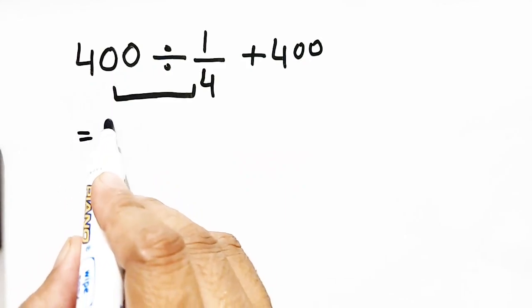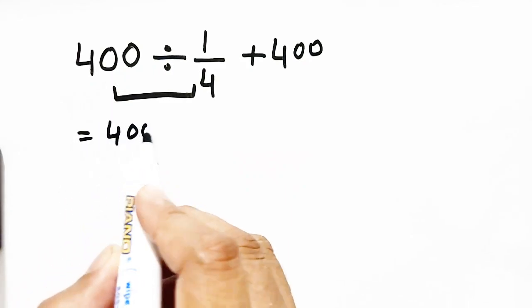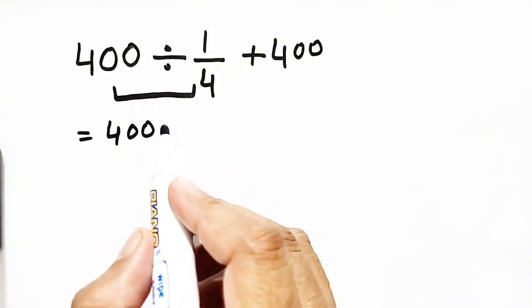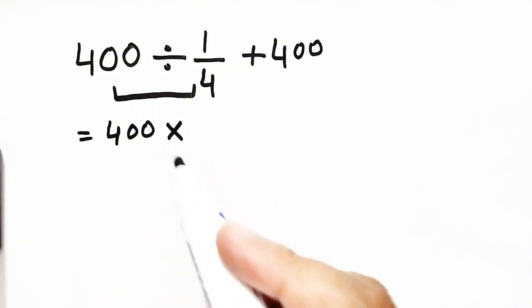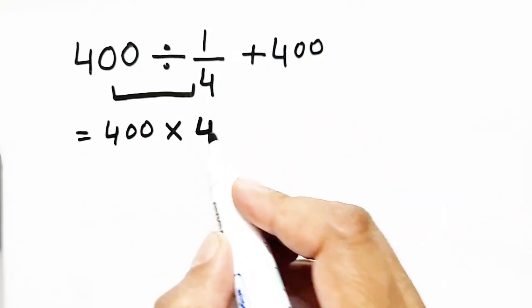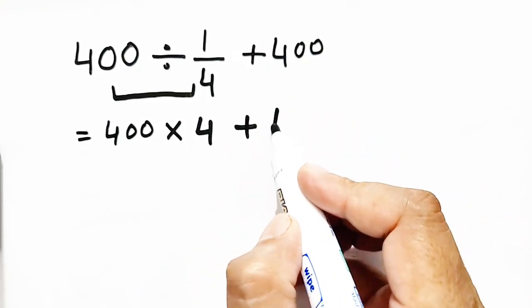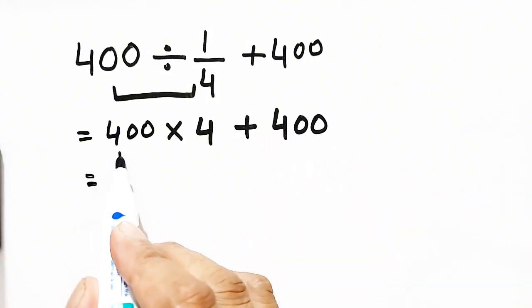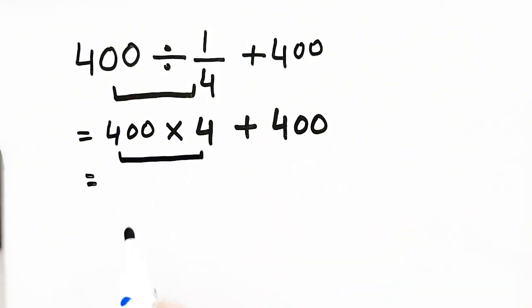Keep means it will remain 400. Change means it is divide, so it will be changed into multiplication sign. Flip, it will be flipped. Plus 400. Now we will multiply these two terms.